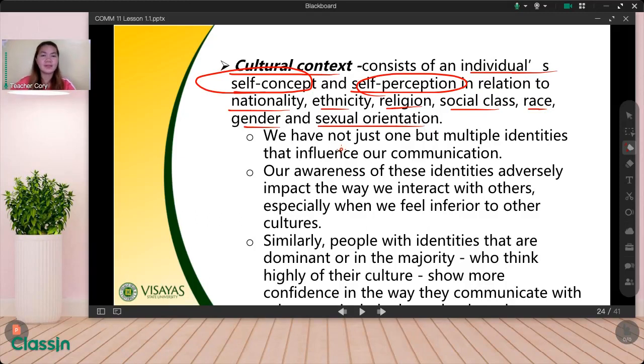So we have not just one but multiple identities that influence our communication. The awareness of these identities adversely impacts the way we interact with others, especially when we feel inferior to their cultures. There are some dominant cultures that we consider, like this Tagalog culture, and we also have this Bisaya culture. They're trying to establish their identities. Mauni ang mga Bisaya, mauni. This is how Tagalogs are.